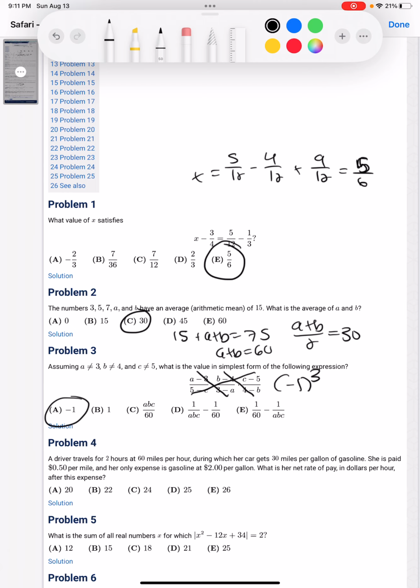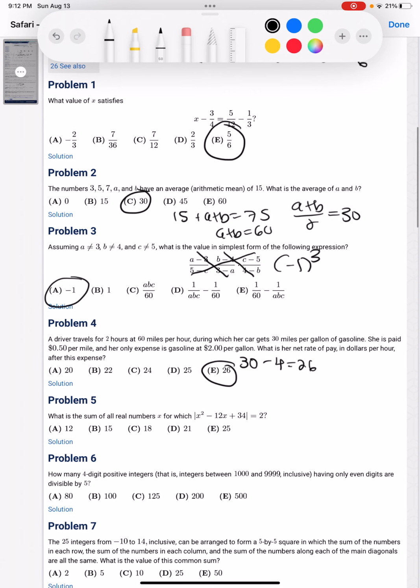The driver travels for 2 hours at 60 miles per hour, during which her car gets 30 miles per gallon of gasoline. She's paid 50 cents per mile, and her only expense is gasoline at $2 per gallon. What is her net rate of pay in dollars per hour after this expense? Because she gets $0.50 per mile, in an hour she gets $30. And in an hour she pays $4 for her gasoline, her expenses. So it's just 26, her net rate of pay.